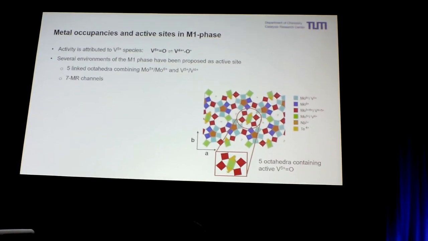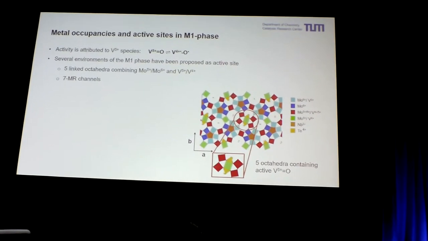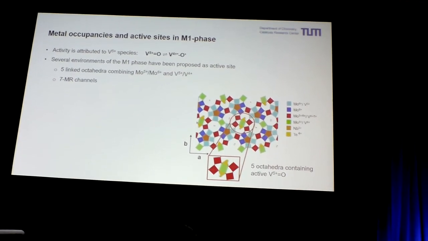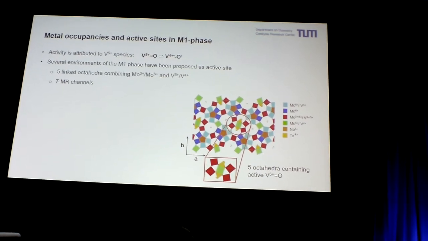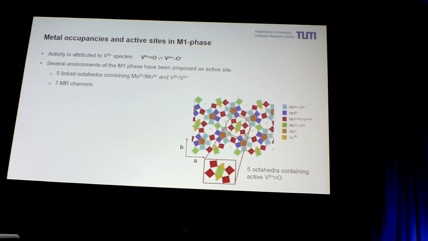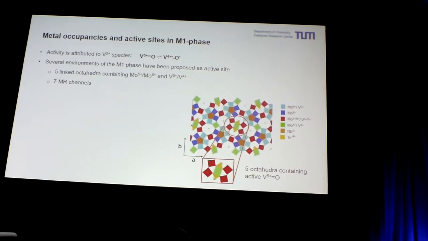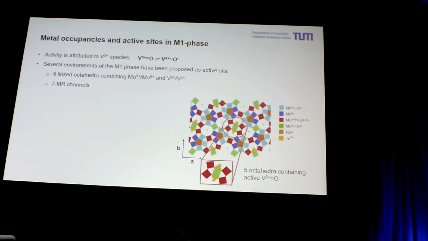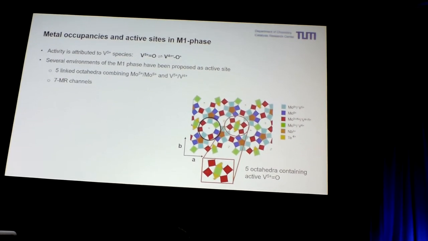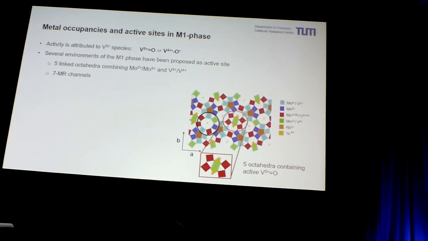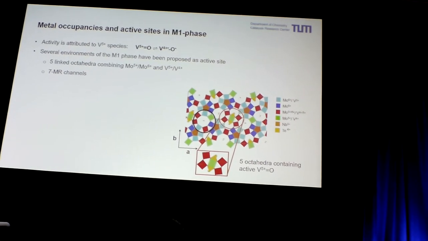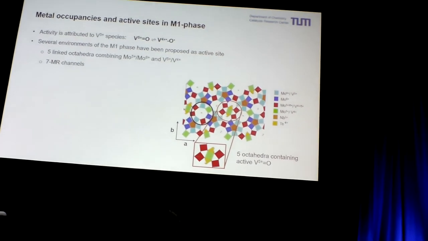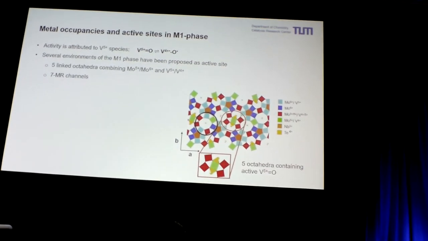Well, the activity is attributed to vanadyl species located in the M1 that are forming these oxygen radical species that are able to abstract the first hydrogen from the alkane. And then, because of the unique performance of M1, it is believed that the active sites are in features that are unique for the M1 phase, such as these five metal oxide octahedra. So the active site will be vanadyl species located in one or more of these five metal oxide octahedra. And this is our working hypothesis here.